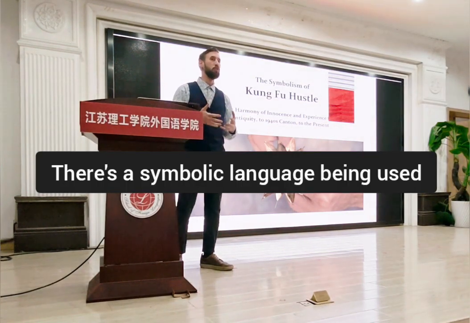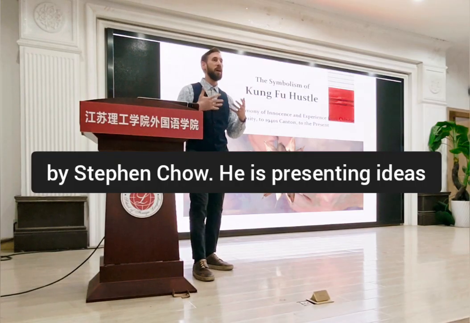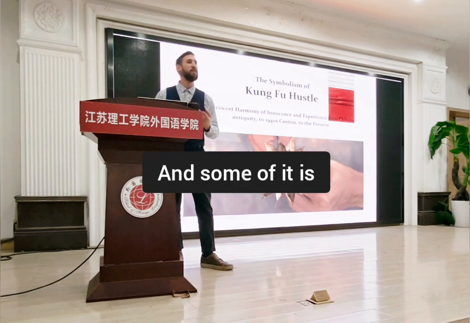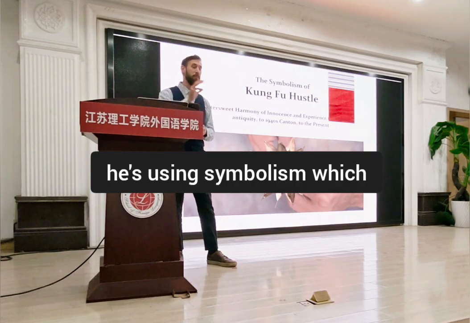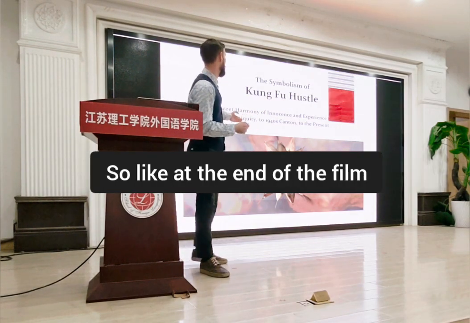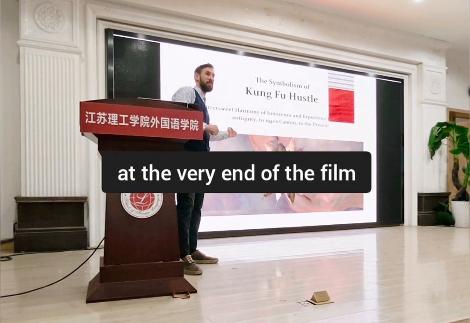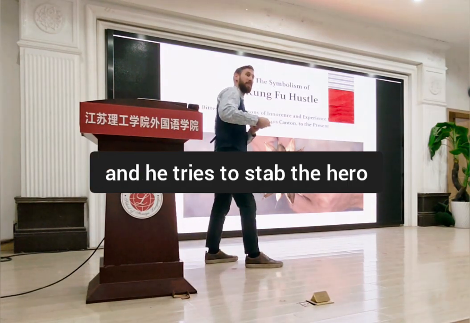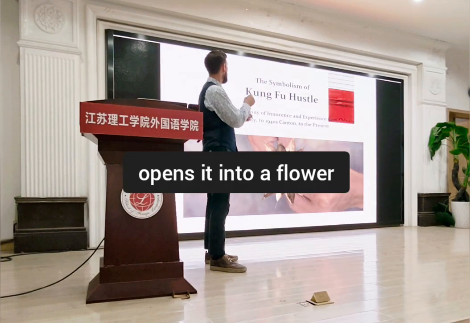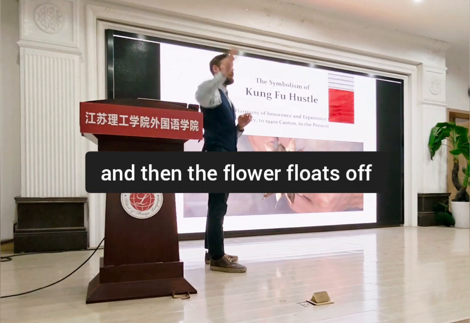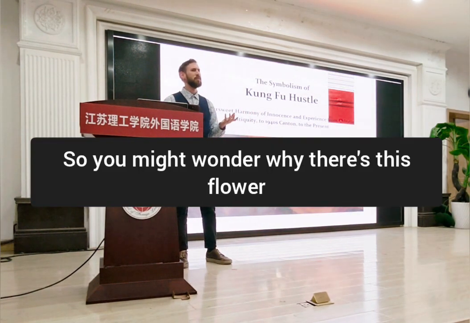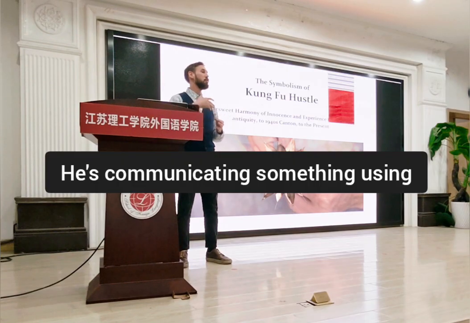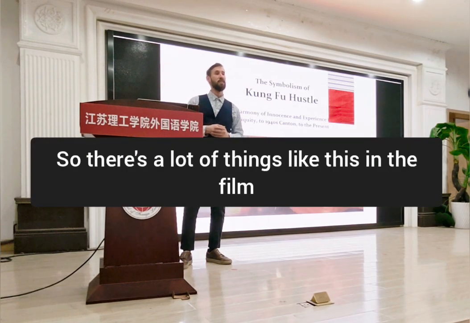There's a symbolic language being used by Stephen Chow. He is presenting ideas. Some of it is very simple and on the surface, in the dialogue. And some of it, he's using symbolism, which matches the idea of what he's presenting. So, like at the end of the film, you might notice that the main villain produces a kind of spike, and he tries to stab the hero. And the hero takes it, opens it into a flower, and then the flower floats off. Yeah? So you might wonder why there's this flower. It's random, it might seem strange, but that's because this is a symbol. He's communicating something using symbols instead of dialogue. So there's a lot of things like this in the film.